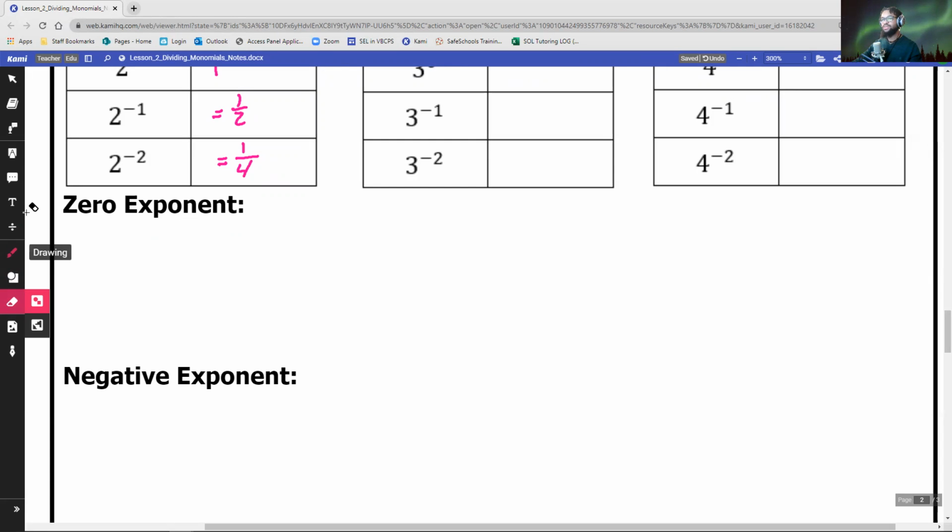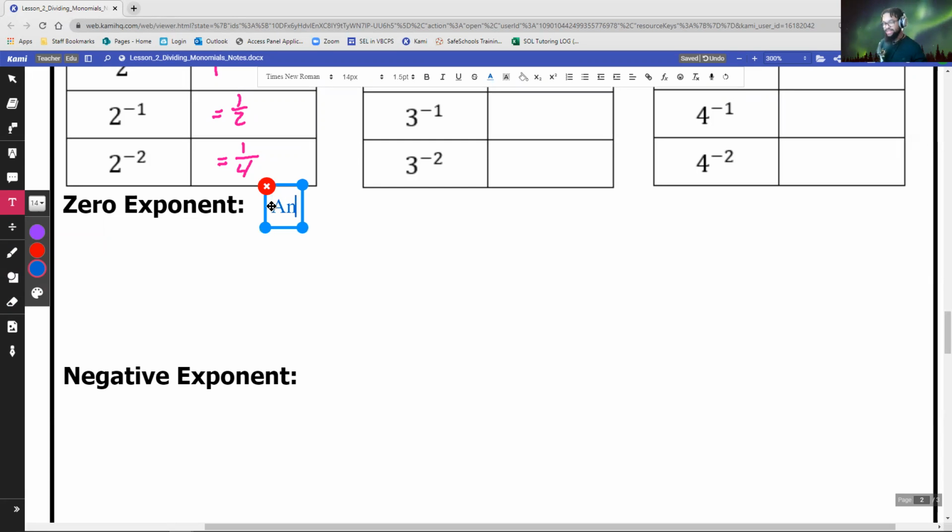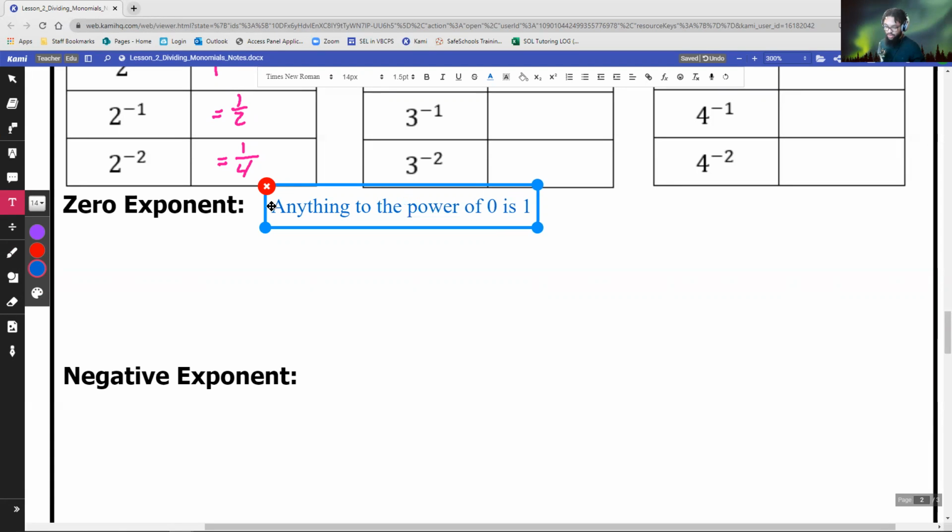So with the 0 value, anything to the power of 0 is 1. That's easy to remember. I like that one. Anything to the power of 0 is 1. It doesn't matter what it is, how big the number is, or how confusing it looks. It'll just be 1 if it's raised to the power of 0.